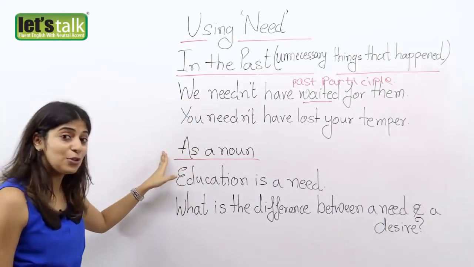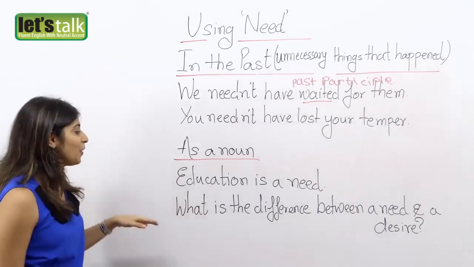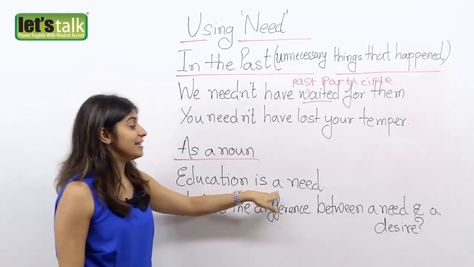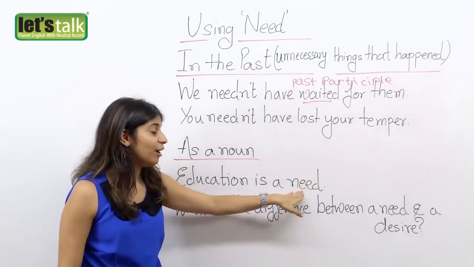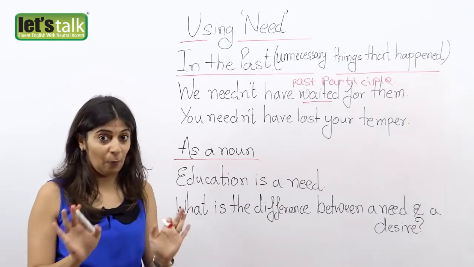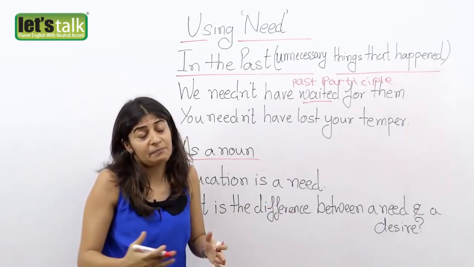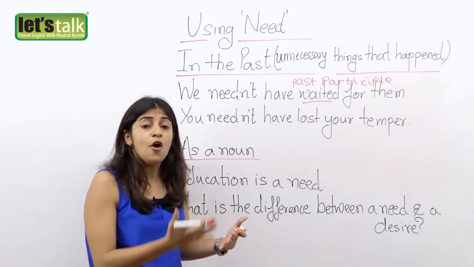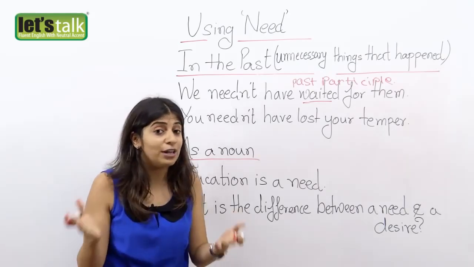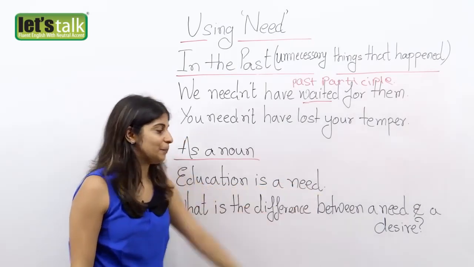Now we also use need as a noun. Now let me explain how. Now education is a need. Here need is your noun because it's not a requirement, but we have various kinds of needs. There are types of needs like food, clothing, shelter is your need, right? So this need would act as your noun here.